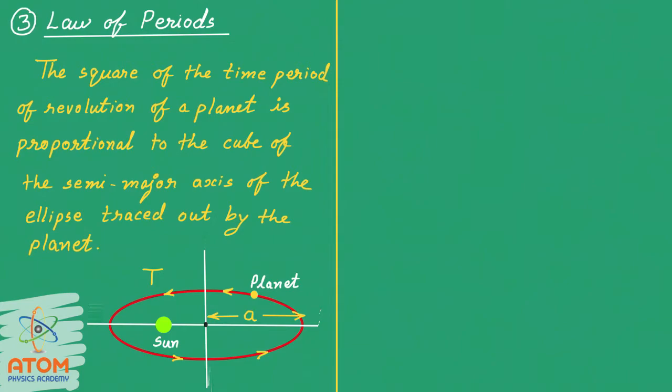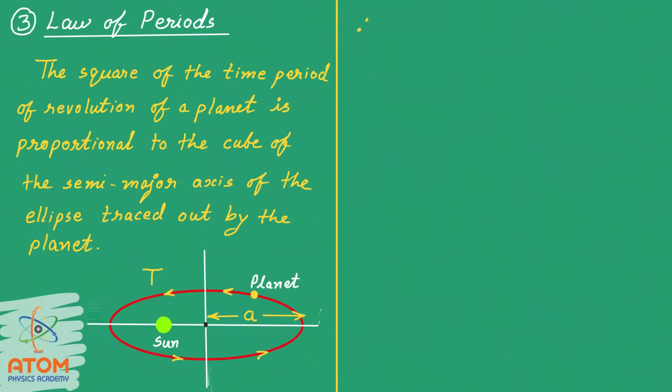Now let me explain this with this figure. Here it is. You can see this is the elliptical orbit of this planet, and here is the sun at one of the foci. This is capital T, which is the time period of revolution of this planet on this orbit, and this is small a, that is the semi-major axis of the ellipse traced by this planet. So now as per the third law of Kepler, the square of the time period of revolution is proportional to the cube of semi-major axis.